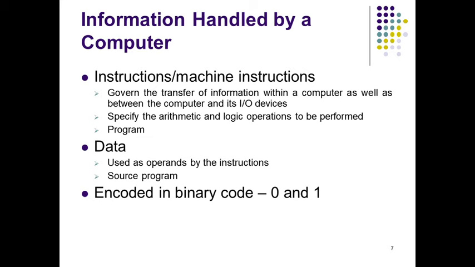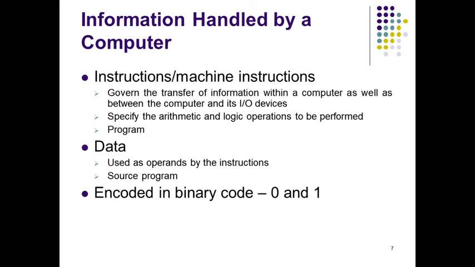Then the data. Data are the numbers and encoded characters that are used as operands by the instructions. The term data, however, is used to mean any digital information. Within this definition of data, an entire program may be considered as data if it is to be processed by another program. So even a program can also be considered as data if that program is processed by another program.